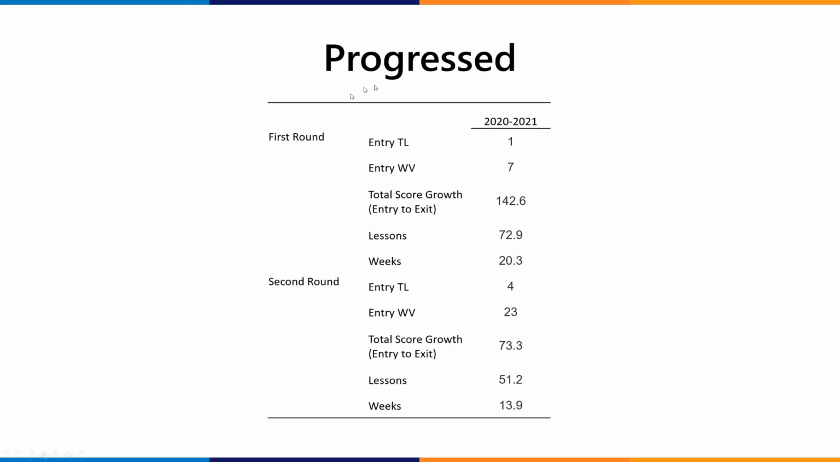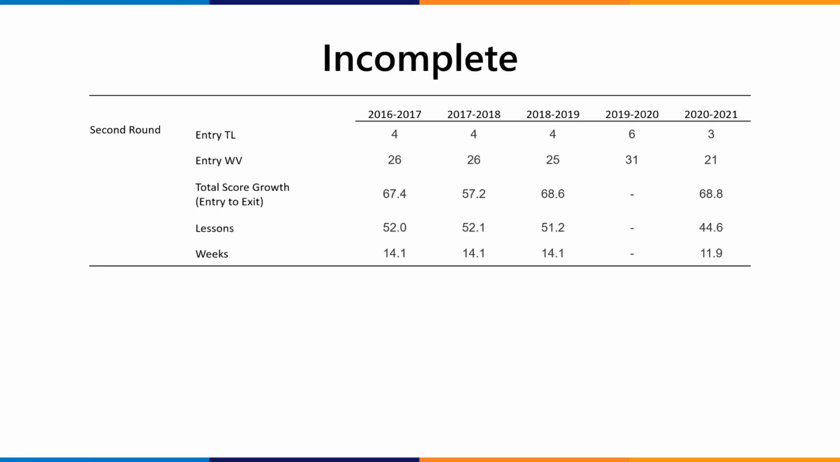Now, we can see that we have some kids that were labeled as progressed in the second round. We can see that they made about 73 points of growth on the total score, had about 51 lessons, and got about 14 weeks of instruction.